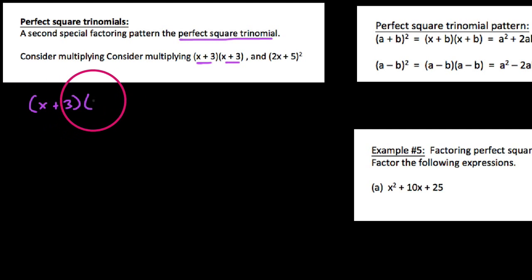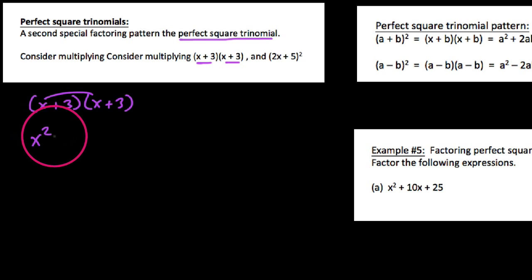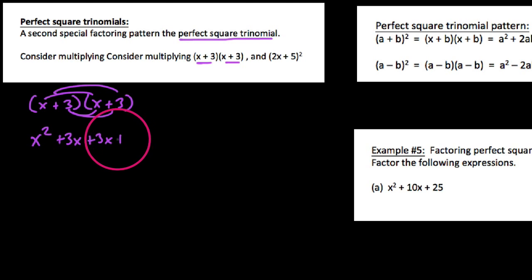When we FOIL this out, do we notice anything special about the trinomial we get? I want you to understand that this is very similar to a difference of squares, except that instead of x plus 3 and x minus 3, they're identical. So we would get x times itself, so we do get a square on the front. Now we get 3x and then 3x, and then we would get plus 9.